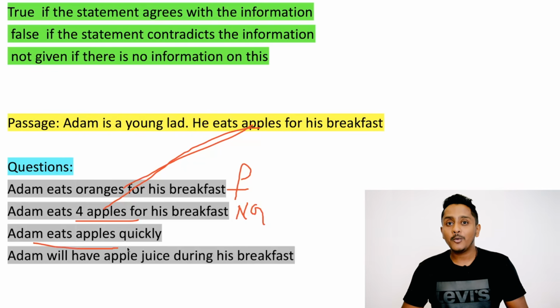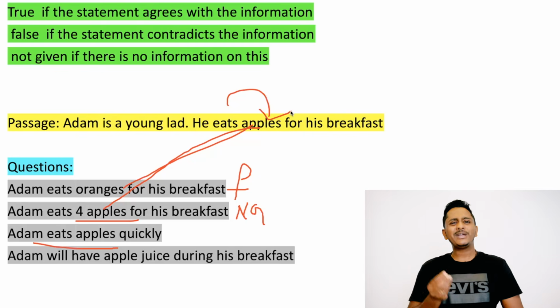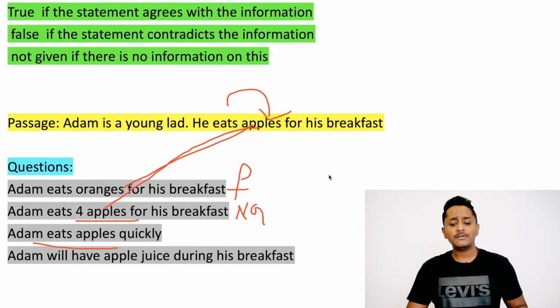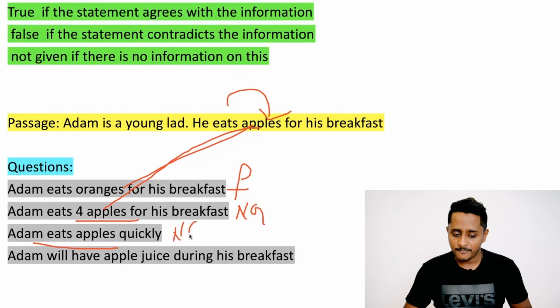Adam eats apples quickly. He eats apples, correct. This information I have. Does he eat slowly, quickly, intermittently? We don't have information. This also would be not given.